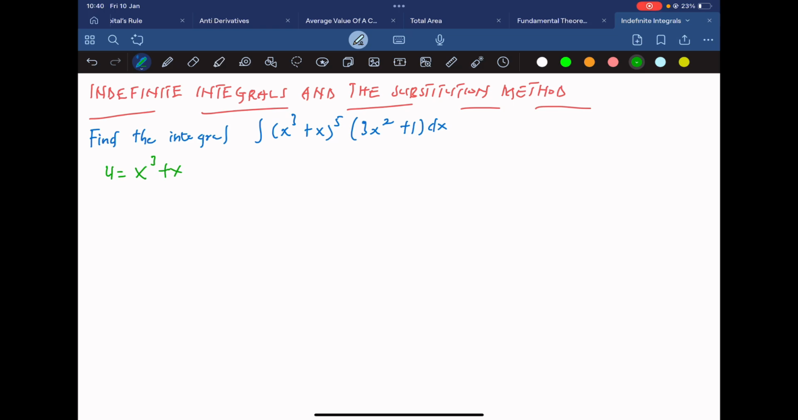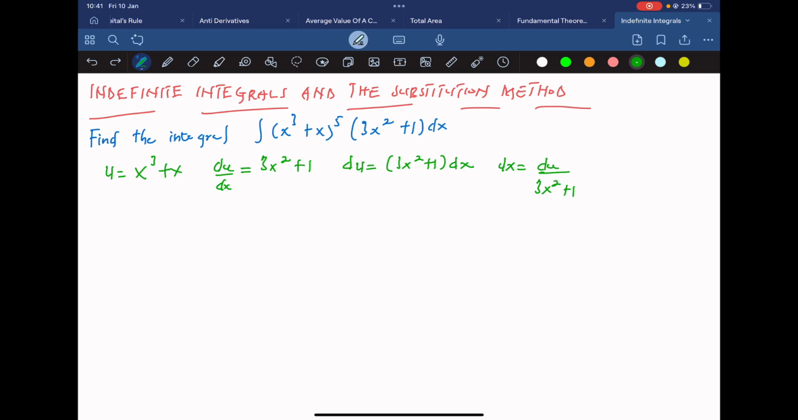Now, if u is equal to this, you find your du/dx. If we differentiate the expression, you have 3x squared plus 1. Notice that we have the dx over here, so we can also make dx the subject. If we make dx the subject, we get du equal to 3x squared plus 1 dx, because if you cross multiply, you have that. And dx is equal to du over 3x squared plus 1, because if you divide both sides, this is what you get.